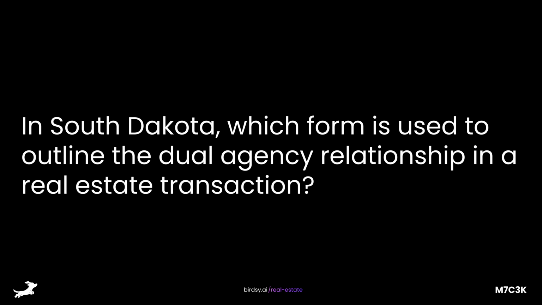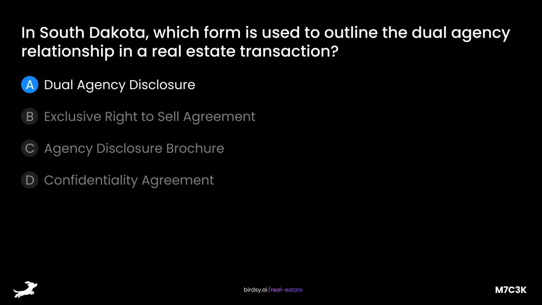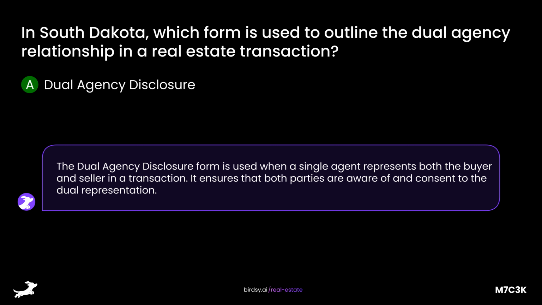In South Dakota, which form is used to outline the dual agency relationship in a real estate transaction? Is it A, dual agency disclosure, B, exclusive right to sell agreement, C, agency disclosure brochure, or D, confidentiality agreement? The answer is A, dual agency disclosure. The dual agency disclosure form is used when a single agent represents both the buyer and seller in a transaction. It ensures that both parties are aware of and consent to the dual representation.